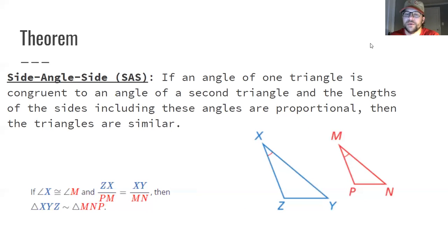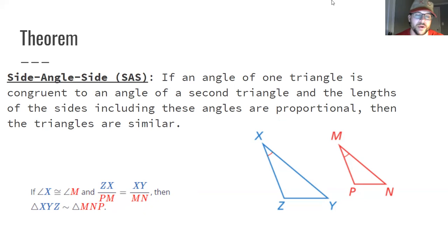Okay, so the second theorem that we're going to talk about today is side angle side similarity. Side angle side says that if one angle of a triangle is congruent to an angle of a second triangle, and the lengths of the sides including these angles are proportional, then they're similar. So this is, again, the same type of setup as SAS for congruency, but this time our sides are going to be proportional. So please keep in mind that the sides must be included.